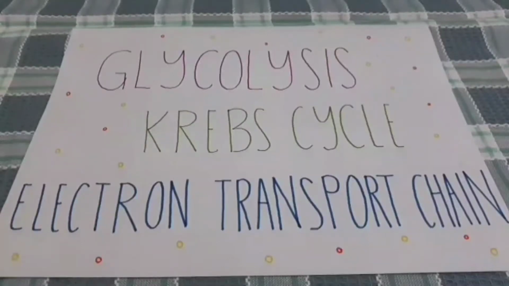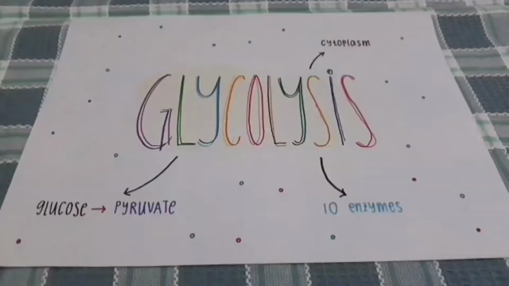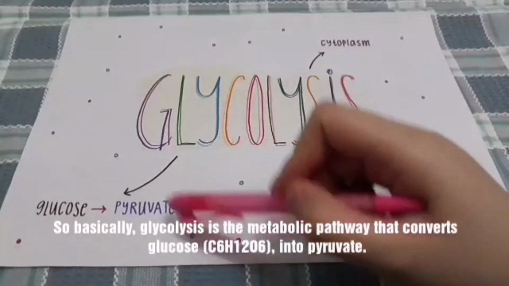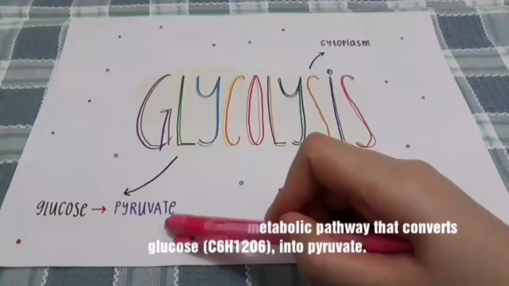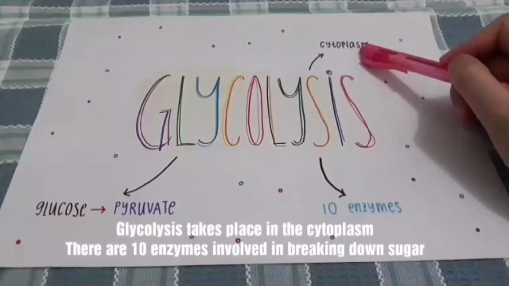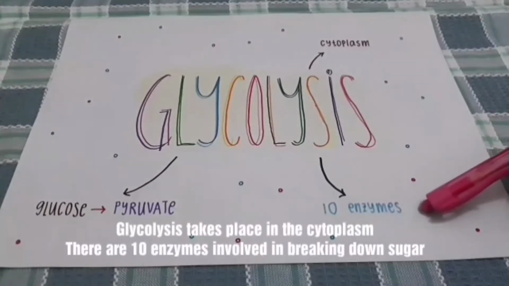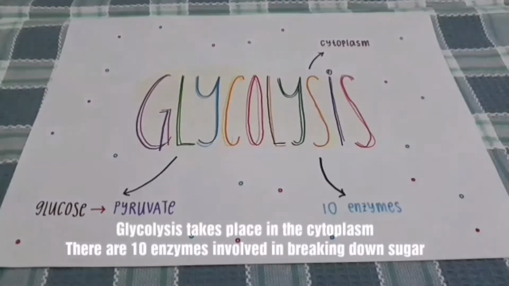Hi guys, in this video we will be explaining glycolysis, Krebs cycle and electron transport chain. So first of all, let's talk about glycolysis. Glycolysis is the metabolic pathway that converts glucose into pyruvate. Glycolysis takes place in the cytoplasm, and there are 10 enzymes involved in breaking down the sugar in this process.